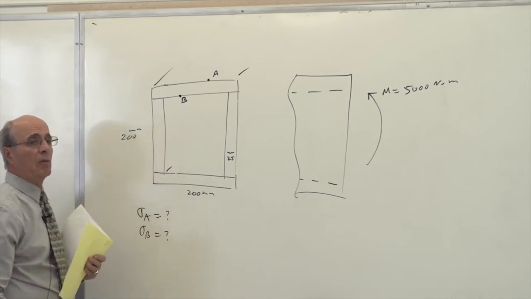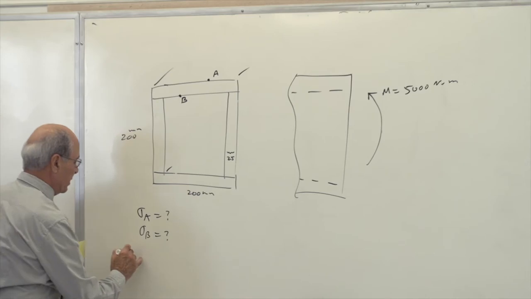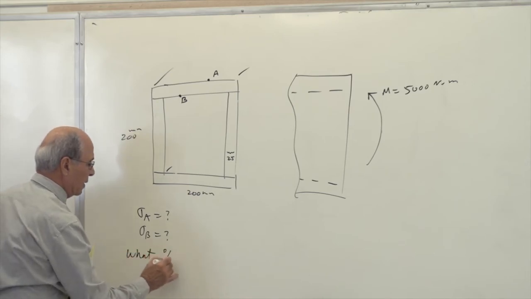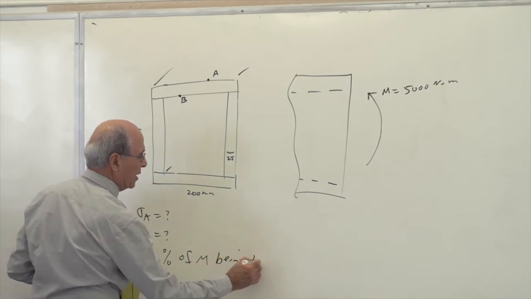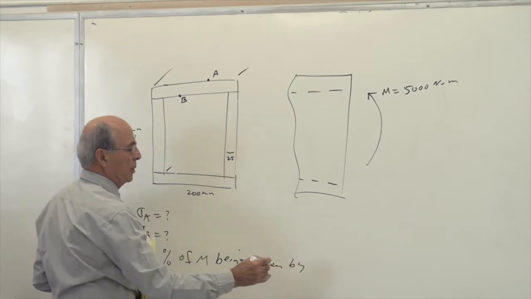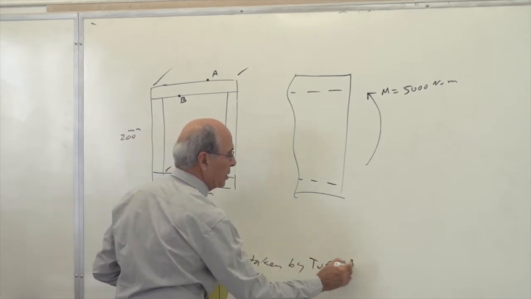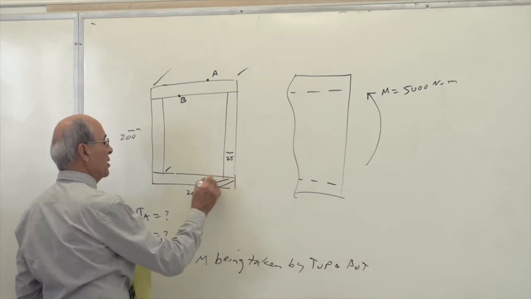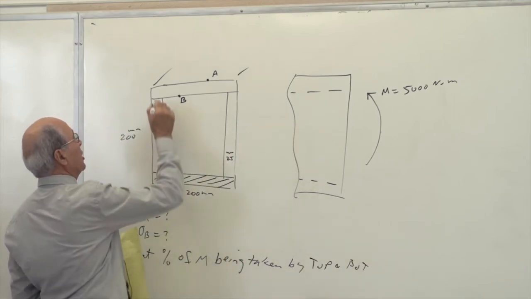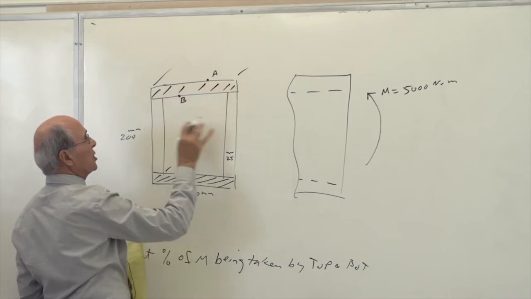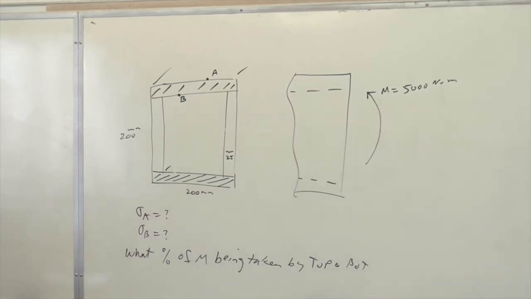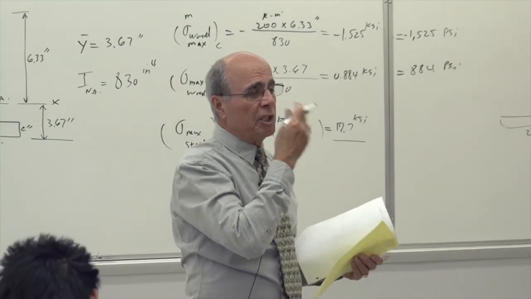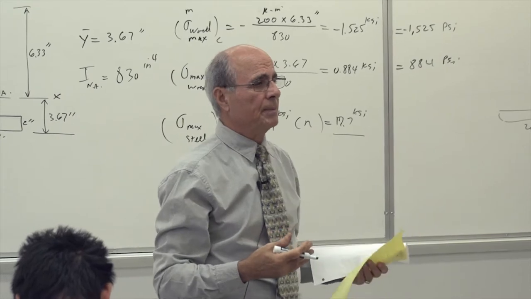Sigma A, very simple. Sigma B should be simple. And this is the question that I want you to think about. What percentage of M is being taken by the top and bottom piece? So in other words, what percentage of this moment that is there is taken by these two pieces? Notice there are four pieces here. They are almost equal, not exactly. They are almost equal in size. Everybody thinks at the beginning, since there are equal areas, two and two, so therefore each part takes half. Is that true or not?